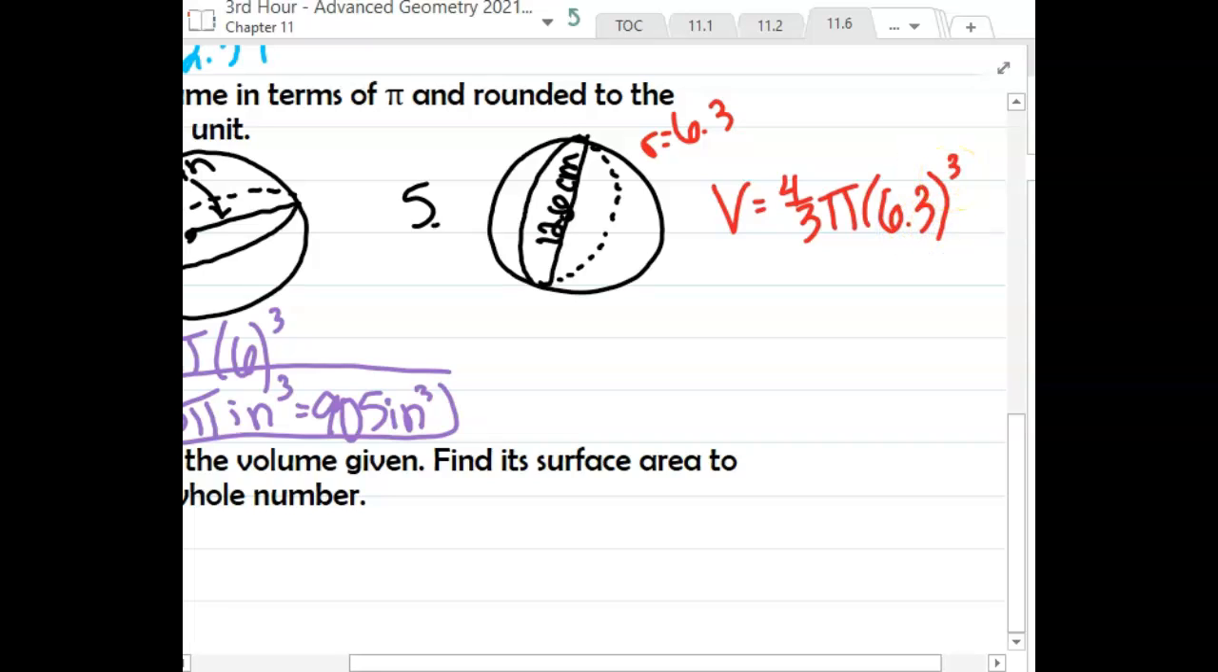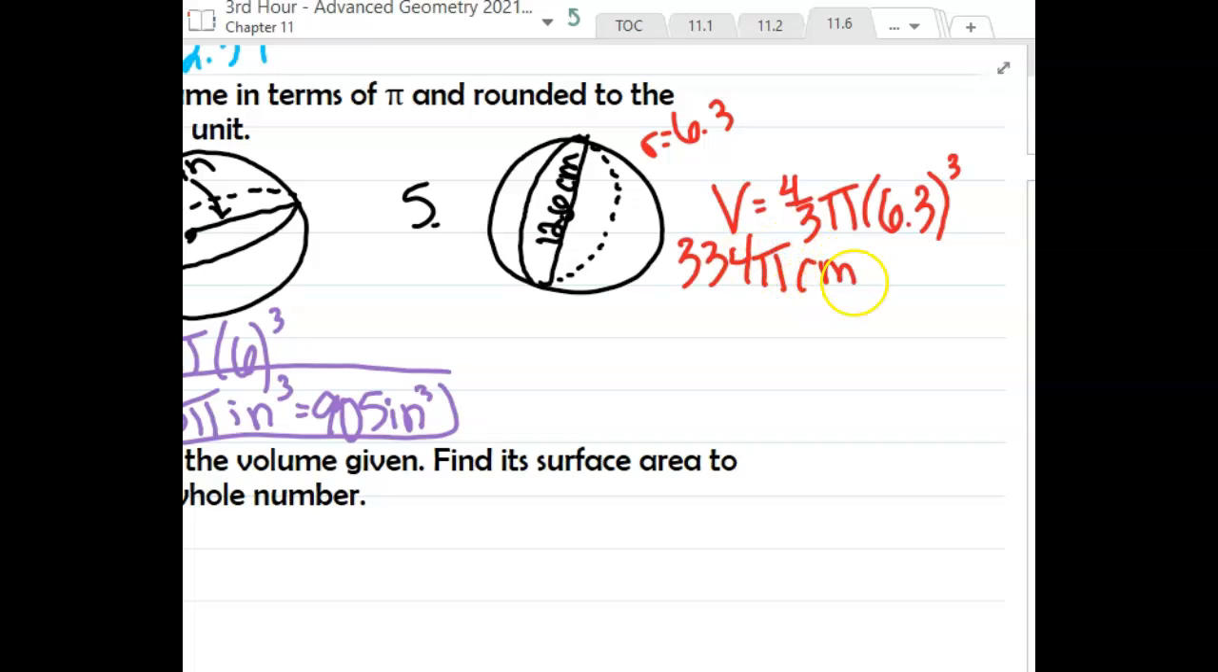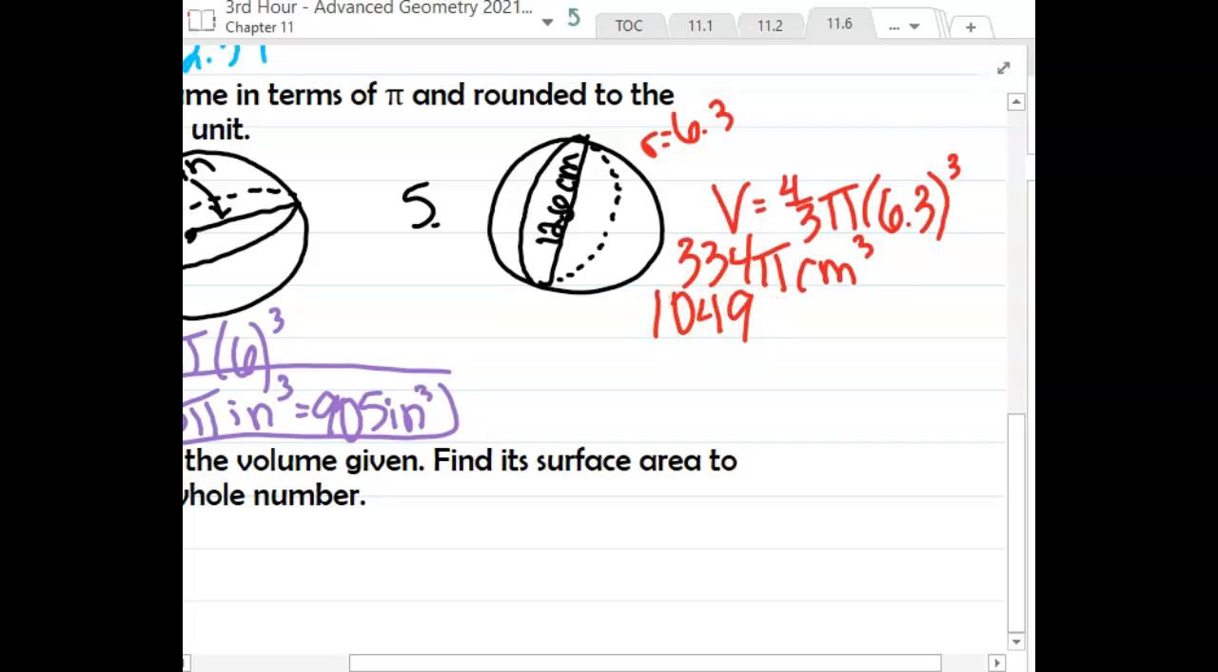Once again, order of operations is always the thing, so you need to make sure you cube it first, then multiply by 4/3. This one we are going to have to round a little bit. We should get about 334 pi centimeters cubed if we were going to leave it in terms of pi. And then round it to the nearest cubic centimeter. Evaluating with pi, we should get about 1,049 centimeters cubed.